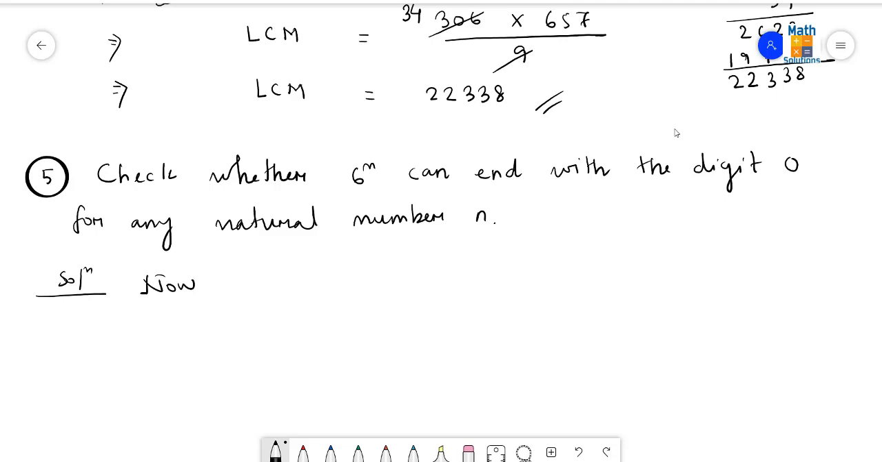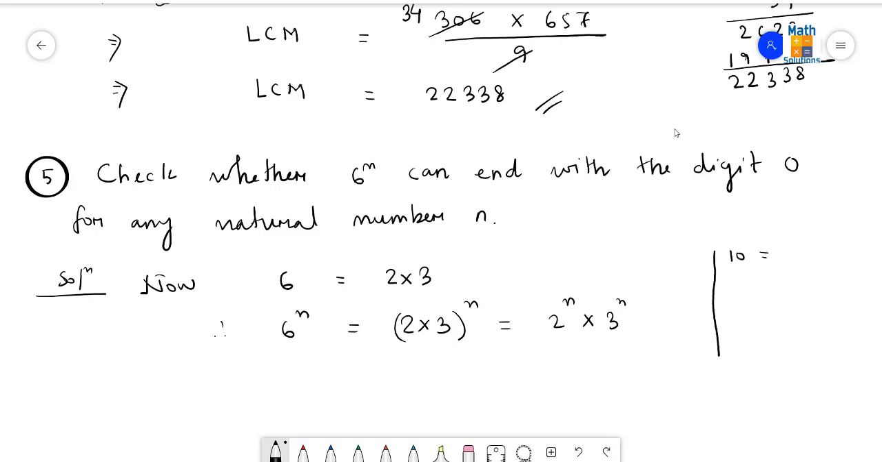Now 6 to the power n, if I do factorization of 6 first, I shall be getting 6 is equal to 2 into 3. Yes or no? Therefore 6 to the power n will be equal to 2 into 3 whole thing to the power n, that is equal to 2 to the power n into 3 to the power n. Now for any number ending with the digit 0, let us check what factors are a must. Say first number is 10. If I do factorization, I shall be getting the result to be 2 into 5. Yes or no? For 20 the result comes as 2 into 2 into 5.